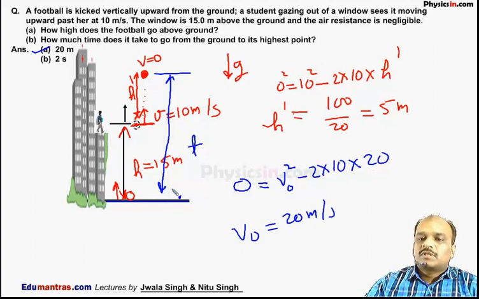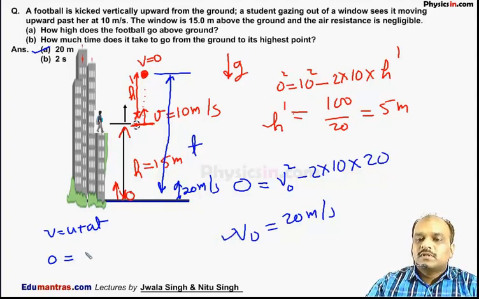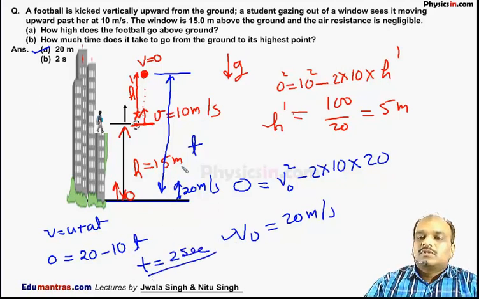So this ball is projected with a speed of 20 meters per second from here, and the final velocity here is 0. Using the relation v equals u plus at, the final velocity is 0, the initial velocity is v naught, which is 20, and a is minus 10, times t. Solving it we get t equal to 2 seconds. So the ball takes 2 seconds to reach the highest point from the ground.